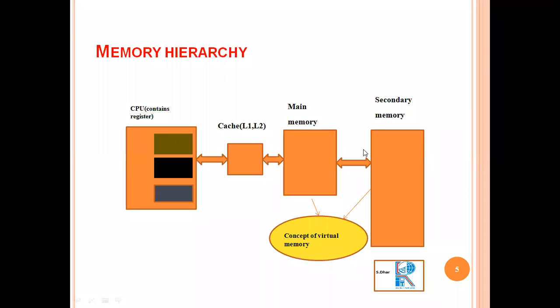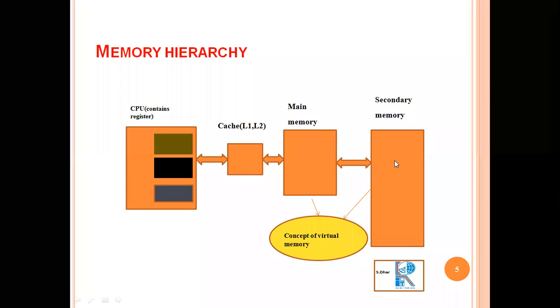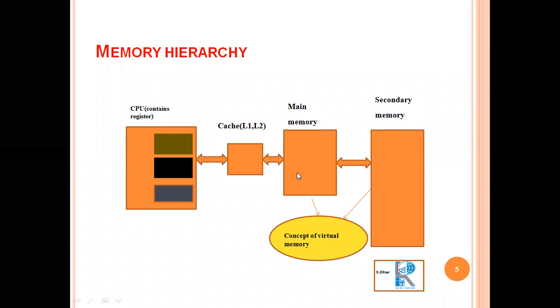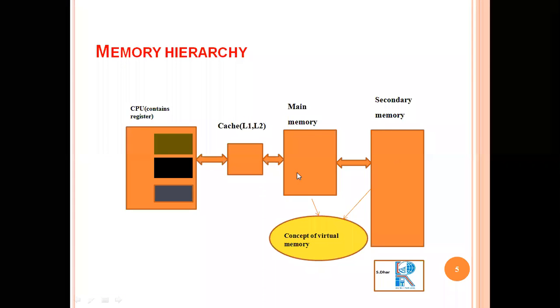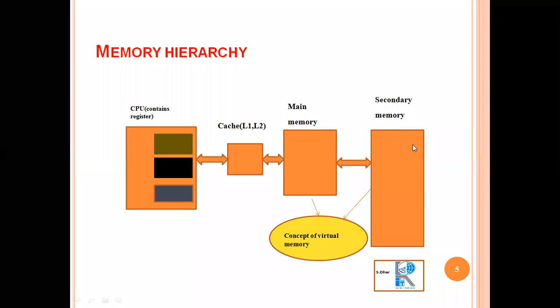In this case, the secondary memory acts as an extension of the primary memory, which helps to execute any program after putting the program into the main memory. And if there is no requirement, again the data is brought back from the main memory to the secondary memory. So this operation is sometimes called swap in. Swap in means transferring the data or instruction from the secondary memory to the main memory, and swap out means transferring the data from the main memory to the secondary memory.